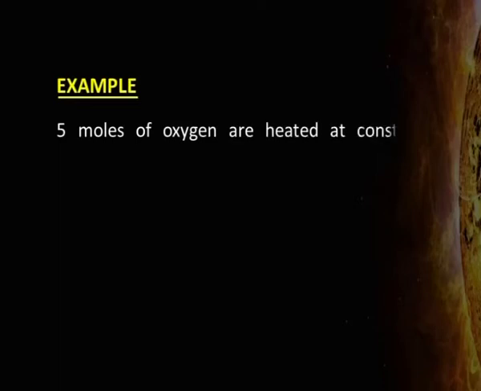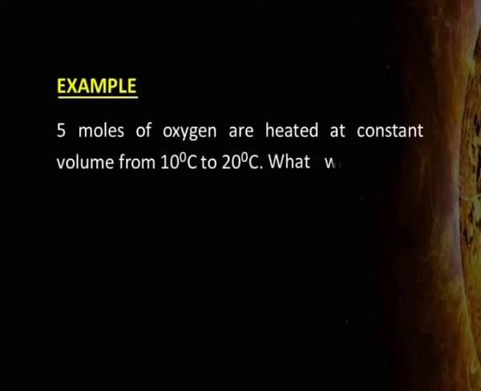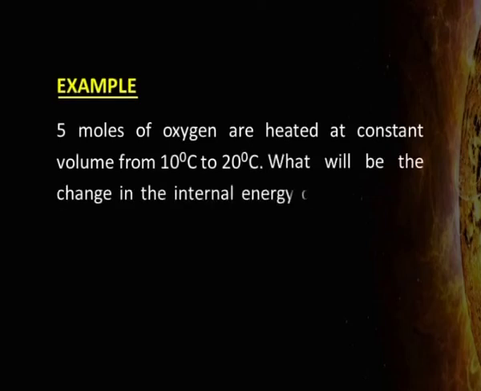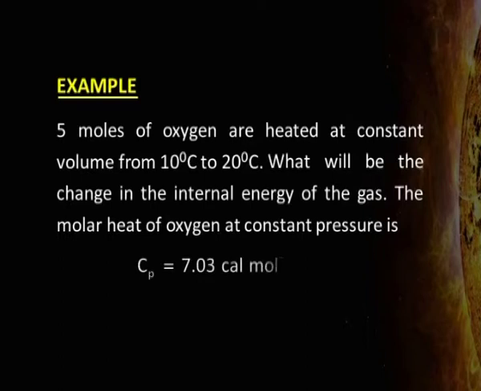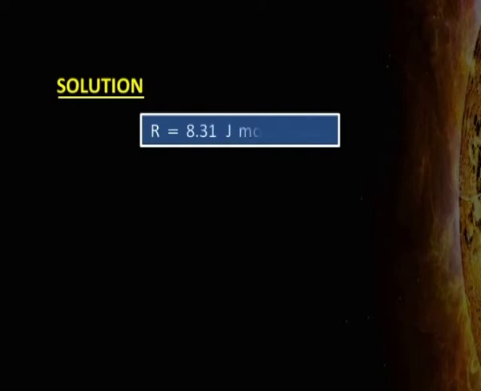We can relate Cp and Cv, and we can discuss an example related to this. 5 moles of oxygen are heated at constant volume from 10 degrees Celsius to 20 degrees Celsius. What will be the change in the internal energy of the gas? The molar heat of oxygen at constant pressure is Cp equal to 7.03 calories per mole per degree, and R is given to be 8.31 joules per mole per degree.